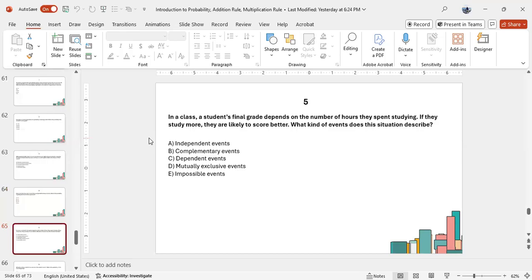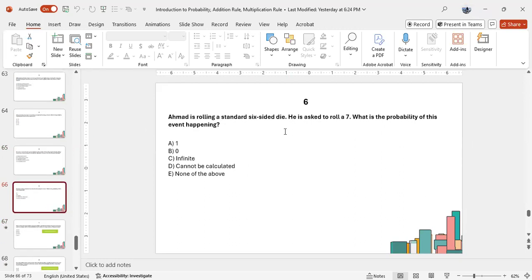Yes, the correct answer is Charlie, dependent events, because the outcome of an event depends on another.